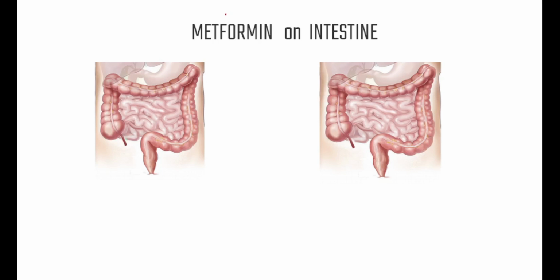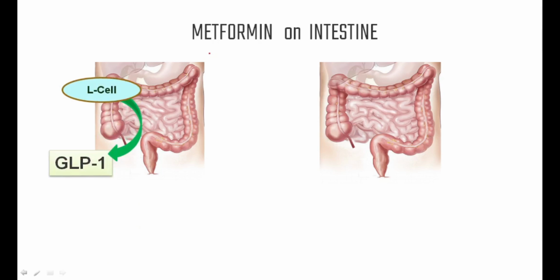Now coming to the effect of metformin in the intestine. Clear? In the intestine. In the first mechanism, already in previous classes we have discussed GLP-1, which is an incretin hormone, and it is secreted from the L cell of the intestine. Now metformin has a direct effect on GLP-1 release, and through the AMPK dependent pathway, it will cause the release of GLP-1 from the L cell.